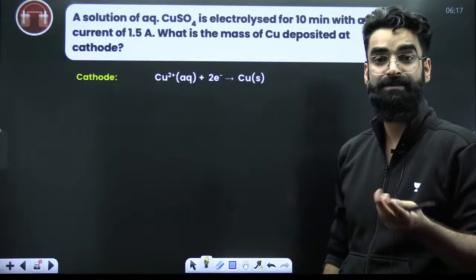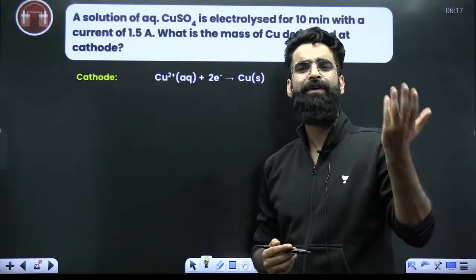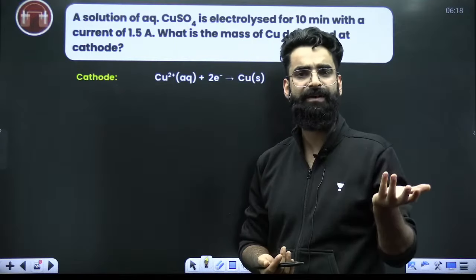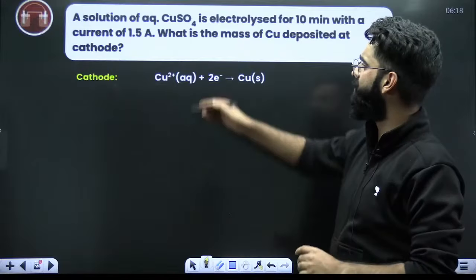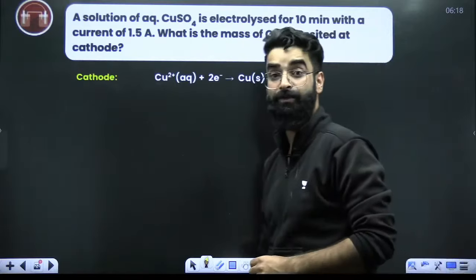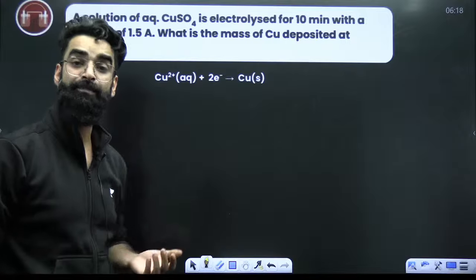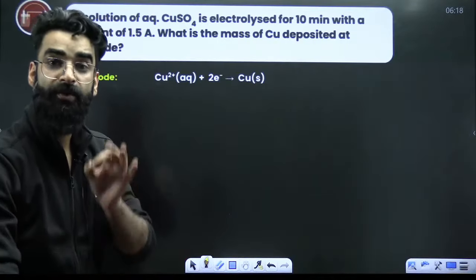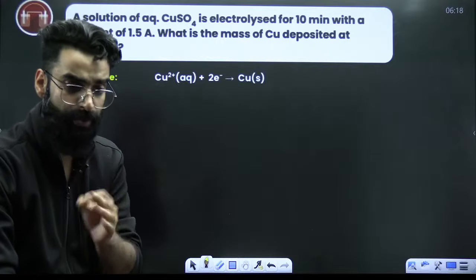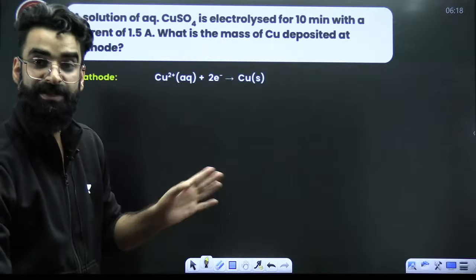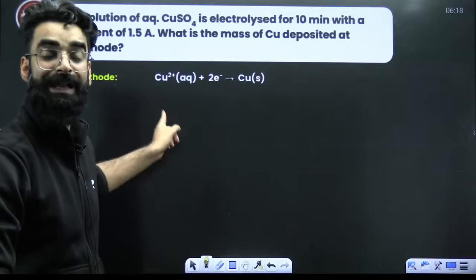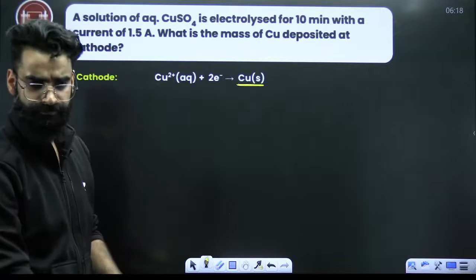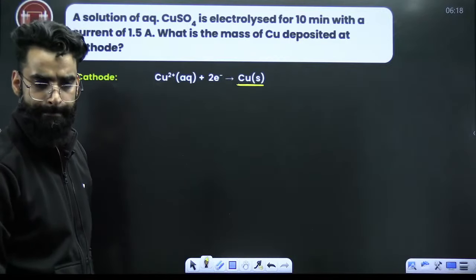Due to electrolysis, a reaction would have happened at the cathode, and a reaction would have happened at the anode as well. Now the question is asking, what is the mass of copper deposited at the cathode? So first of all, my dear students, you should know when we do the electrolysis of aqueous CuSO4, what is the reaction at the cathode. A few minutes back I told you, at the cathode, this is the reaction through which copper is getting deposited. Right?